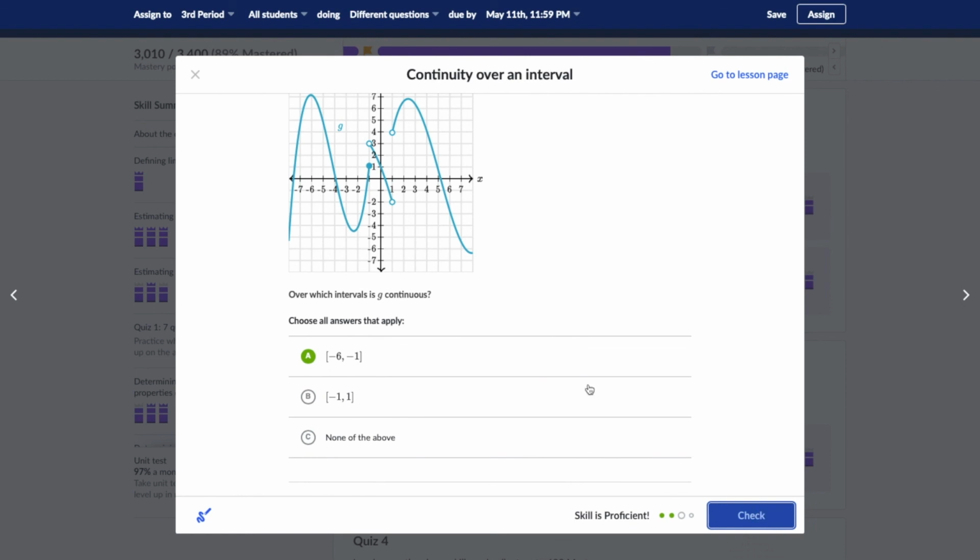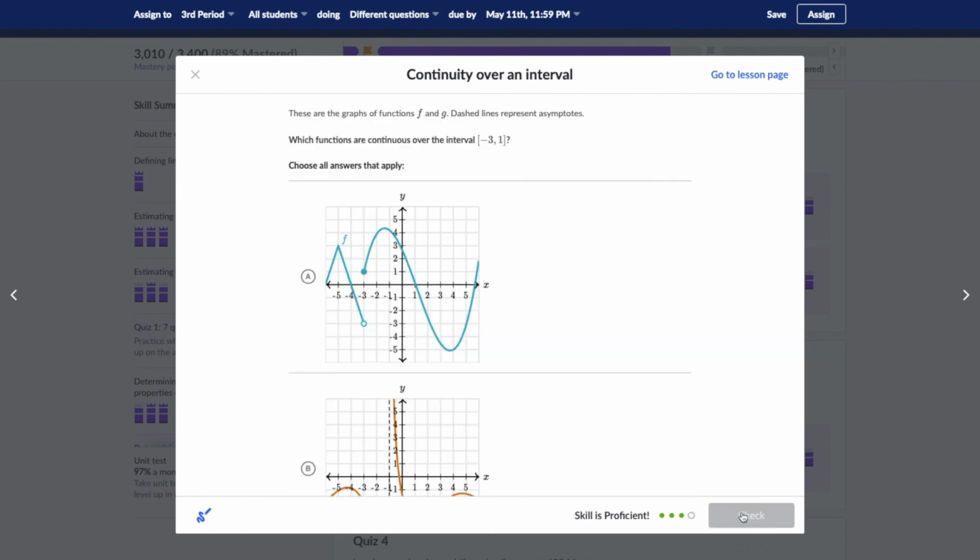All right, now if it was written in parentheses, because remember parentheses means not including, that would actually be true. So that's the difference between parentheses and brackets. And one more question.